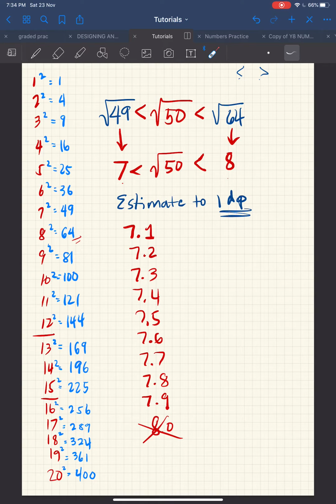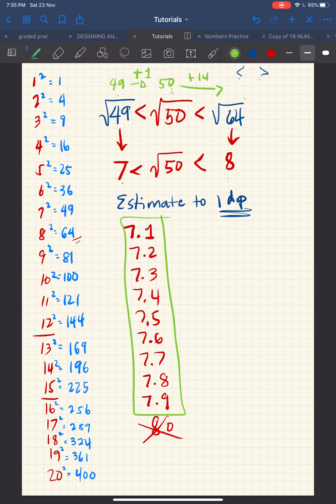Now, this is where logical and deductive thinking comes in. To get from 49 to 50, you need to add only 1. To get from 50 to 64, that is plus 14. So look at the distance: 49 to 50 is just 1, and 50 to 64 is 14.